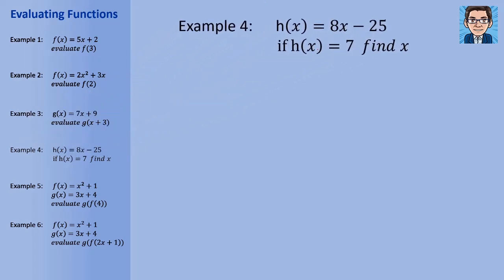So in example 4, we're given what h of x equals, and we want to be able to find the value of x. So we're just going to take h of x, and we're just going to say that equals 7. So we know the output's going to be 7. So let's find out what input for x gives us 7 for an output. So then we just solve this equation. Add 25 to both sides. 32 equals 8x. Divide by 8, and we've got that x equals 4.